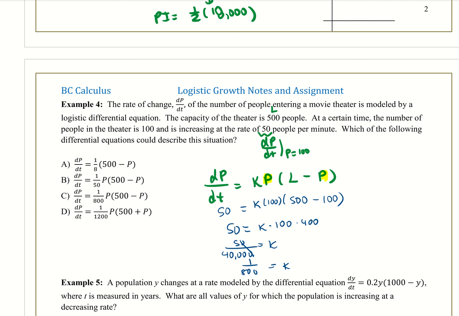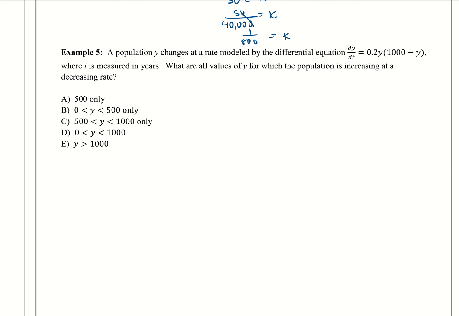So now I'm looking for the one that has the correct form. Only one of them has the correct constant of proportionality, 1 over 800, and everything else looks good, including my carrying capacity of 500. All right, example 5. Go ahead and pause the video and give that a shot.